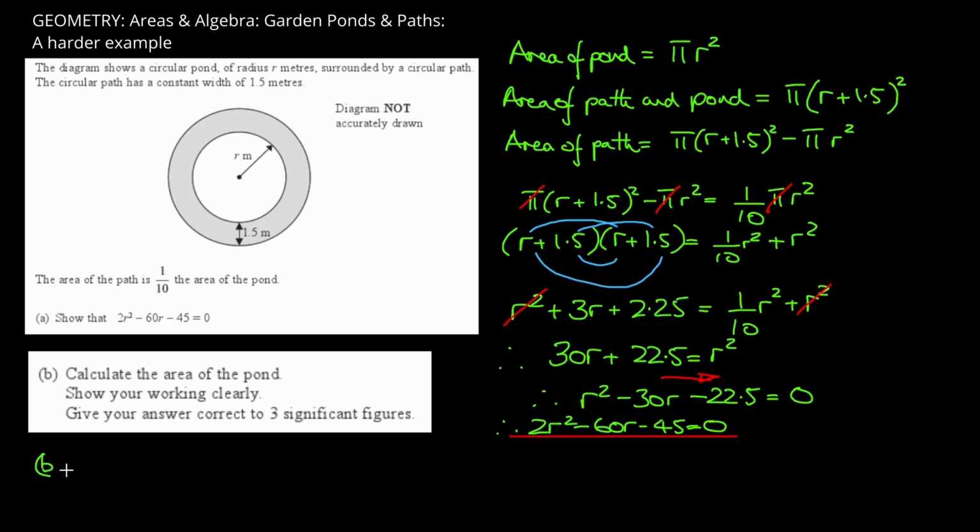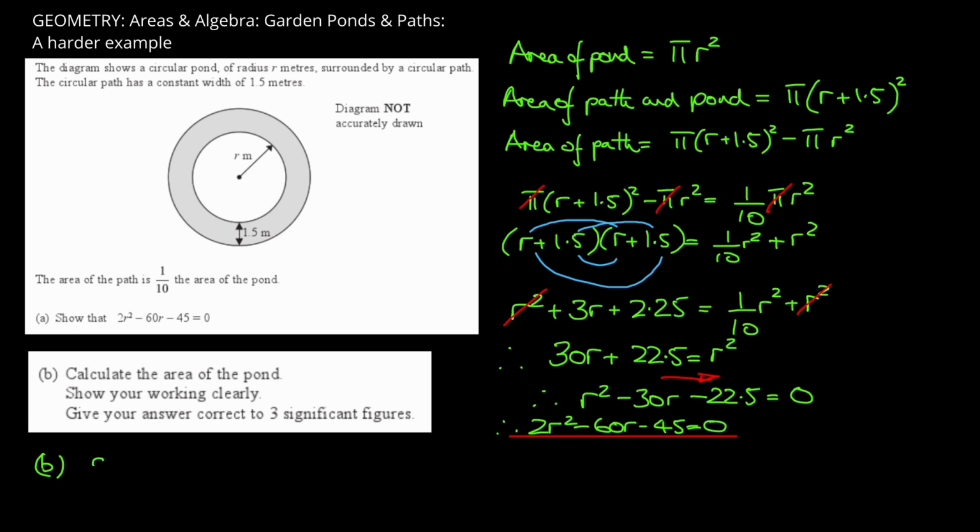So part B. We've actually got to find the area of the pond, so we've got to work out what r is. Now, looking at this quadratic, I'm not even going to bother to try to find two numbers that multiply together to be 45. The other complication, yet again, is that we've got a coefficient in front of the r squared, which is going to make our guesswork quite difficult to create this difference of negative 60. So I'm going to go straight to the quadratic formula.